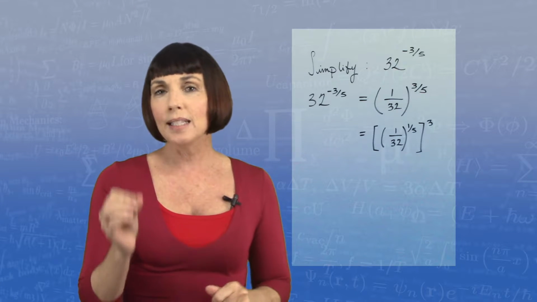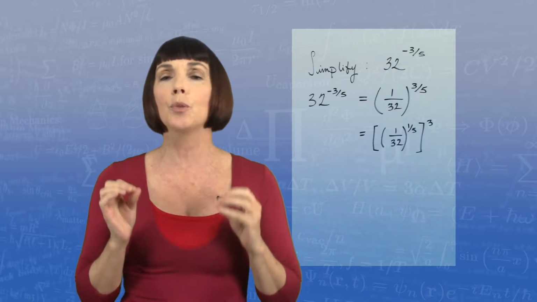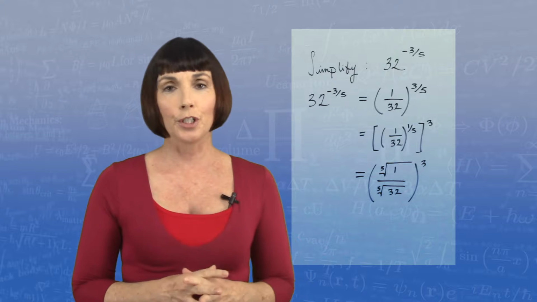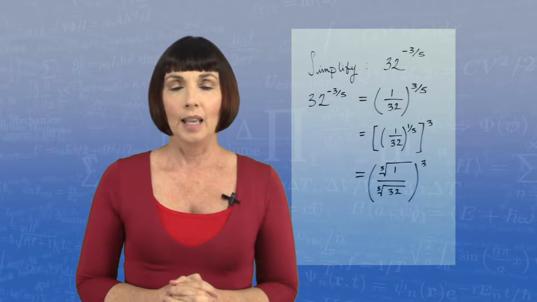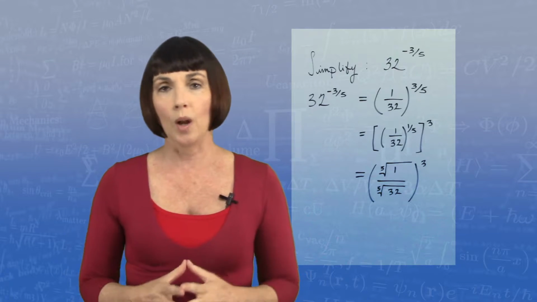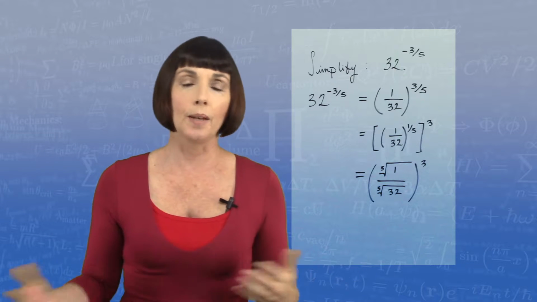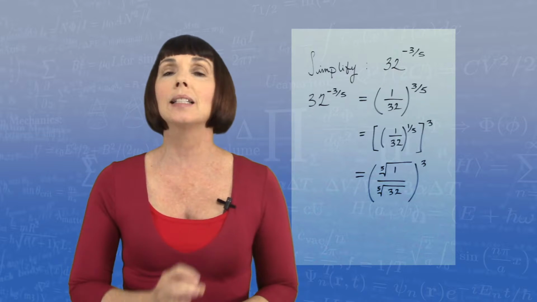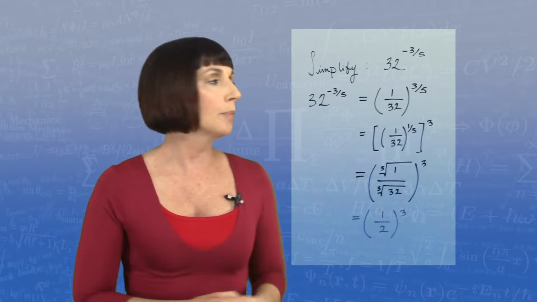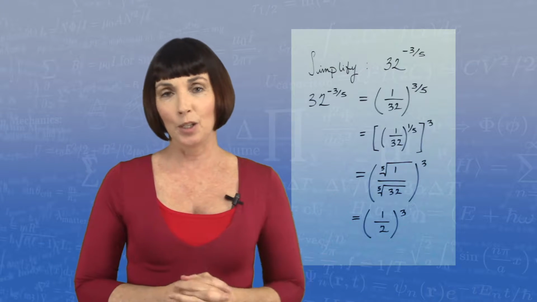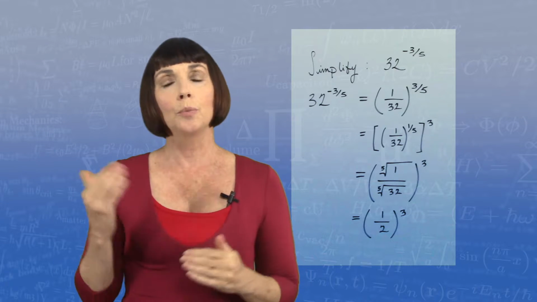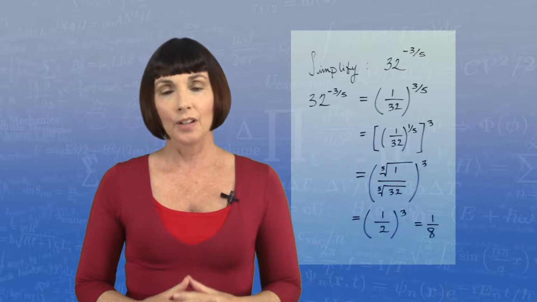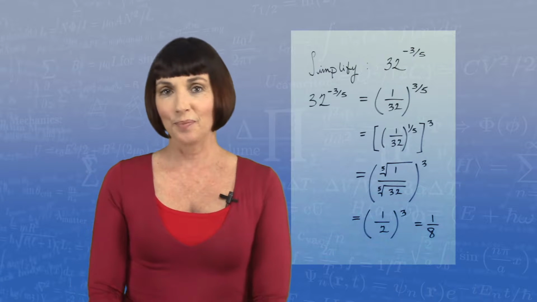Now don't forget, when I'm raising to the power of 1/5, I'm taking the fifth root. So that's the same as 1 over the fifth root of 32 and that whole quantity cubed. Now, the fifth root of 1 is just 1. 1 multiplied by itself 5 times is 1. The number that I multiply by itself 5 times to get 32 is 2. So this becomes 1 over 2 and that whole quantity cubed. Now, 1 cubed is 1, 2 cubed is 8, so 1/2 cubed is 1/8. So this simplifies to 1 over 8.